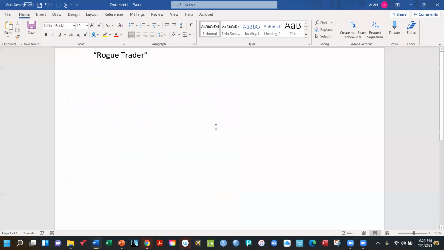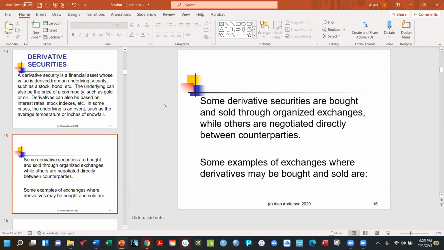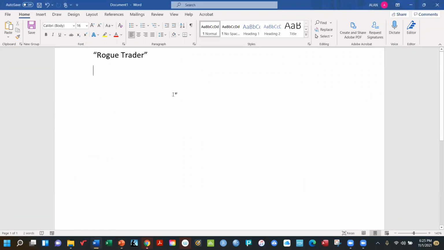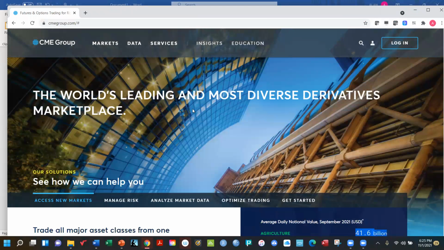All right, well, anyway, so some derivatives are bought directly through organized exchanges like the Chicago Mercantile Exchange. It's an exchange where they trade derivatives instead of stocks.